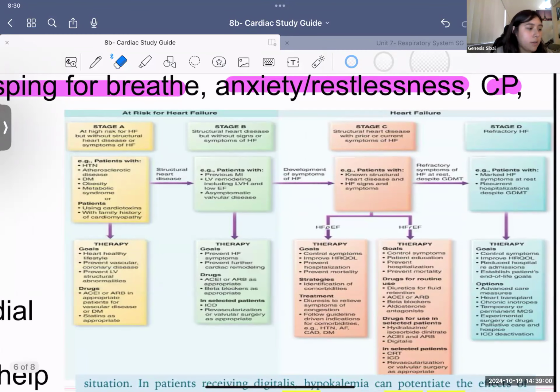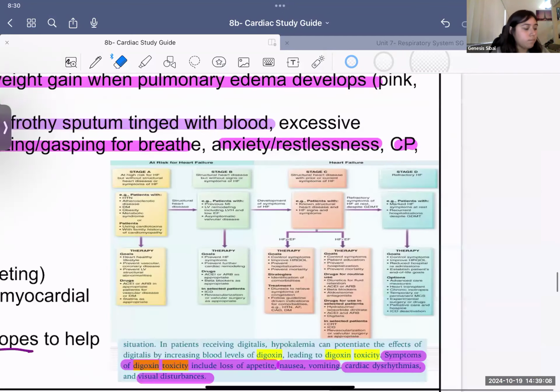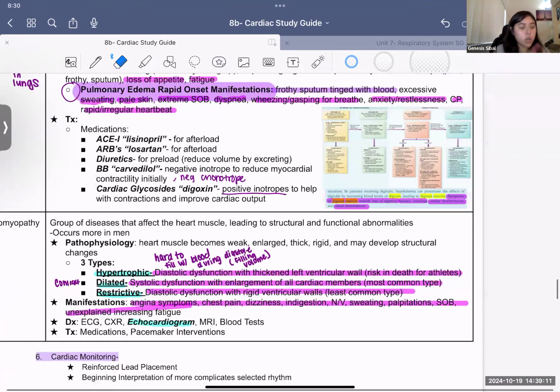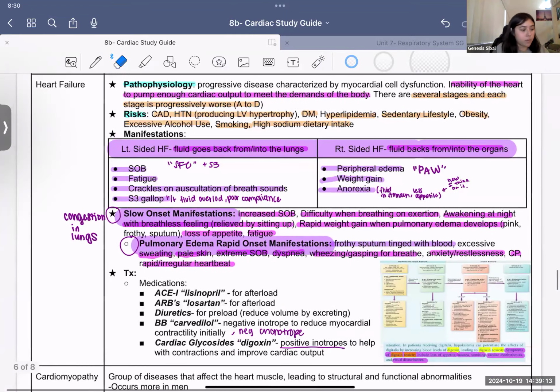And so right here is a picture of what we see as the different stages of heart failure and what they're going to do as well. But yeah, make sure you know your meds, and make sure you know the signs and symptoms for that.